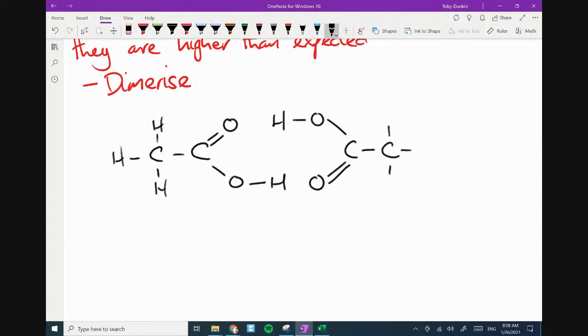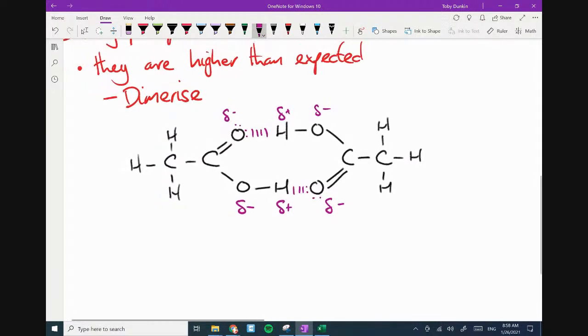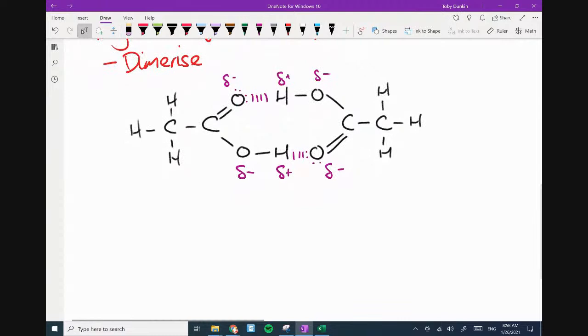Yeah, they're going to dimerize, and they dimerize in this rather cool fashion. Here's the hydrogen bonds. You've got to show the lone pair. Yeah, there's the hydrogen bond. You've got to show your deltas. All deltas must be shown. All lone pairs on the atoms involved must be shown as well. There we go. So they form a dimer via 2 hydrogen bonds.